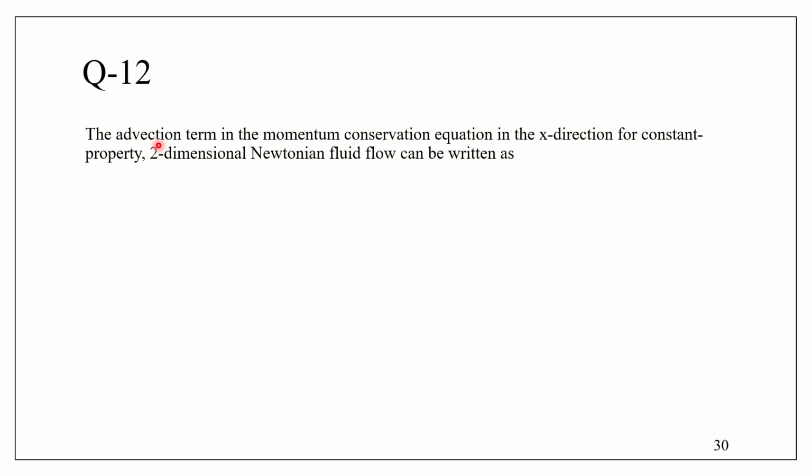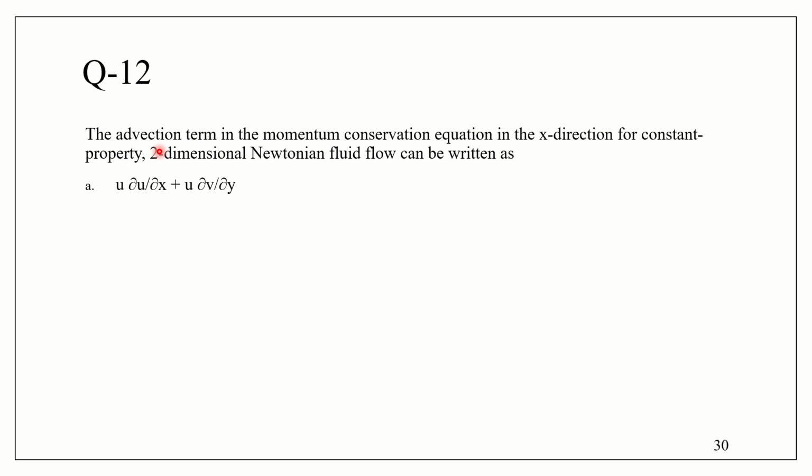We'll go to question 12. In question 12, it is mentioned that the advection term in the momentum conservation equation in the x direction for constant property two-dimensional Newtonian fluid can be written as. So what is asked? The fluid is a Newtonian fluid in this case, and we are asking for the x direction, and it is a constant property. So density is constant, and it is two-dimensional Newtonian fluid. So it is written in a two-dimensional form.